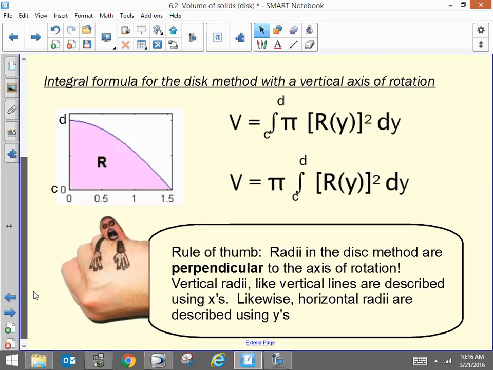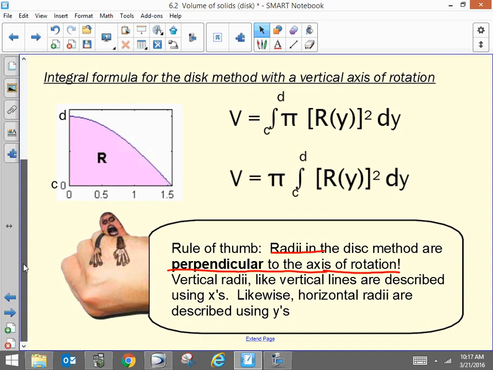Radii in the disk method are perpendicular to the axis of rotation. Have to be. There's no negotiation there. Remember, we said we can do it like this if we want to split it up, but in volume, there's no negotiation. This is how it has to be. Disk method, radii perpendicular to the axis of rotation. So you have to worry about this differently than the area. The vertical radii, like vertical lines, are described using x, and horizontal lines are described using y.